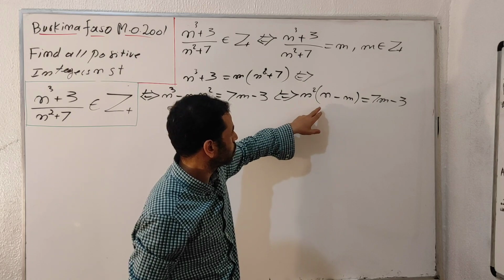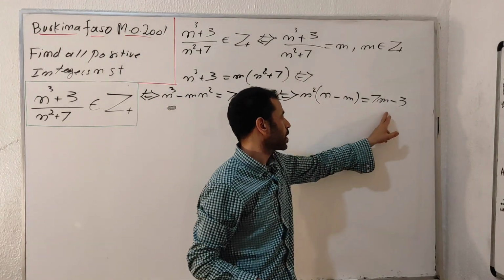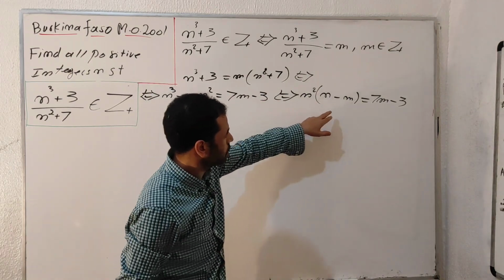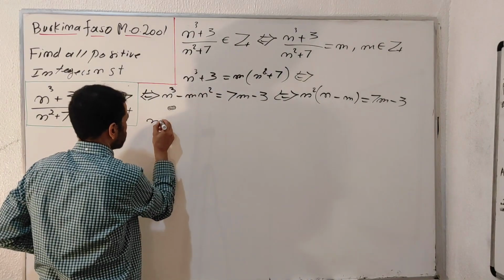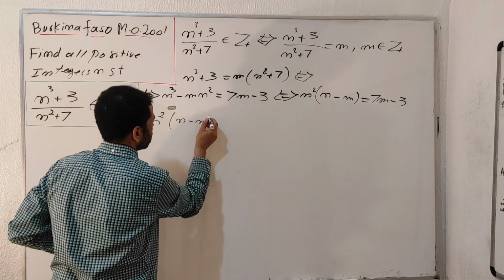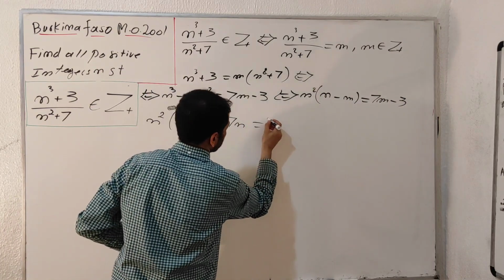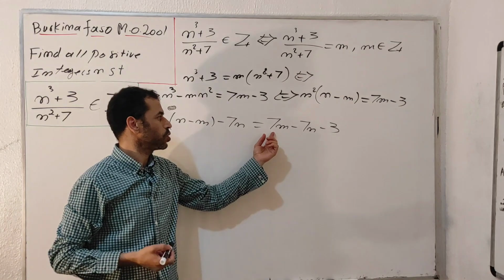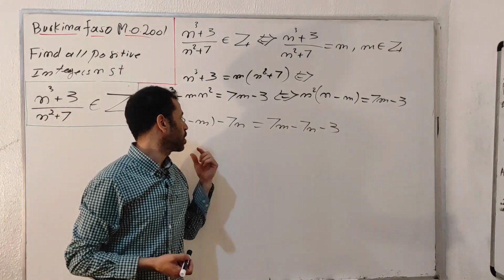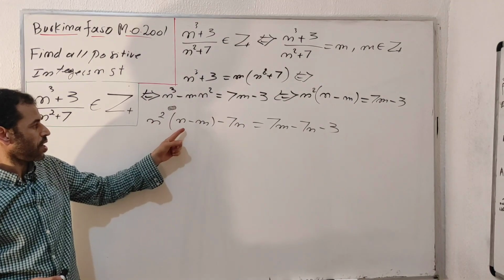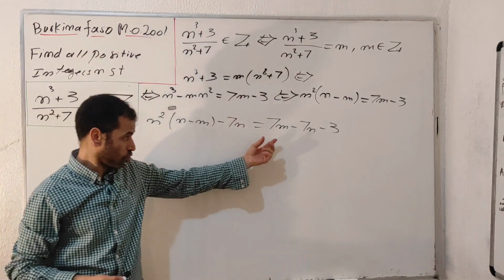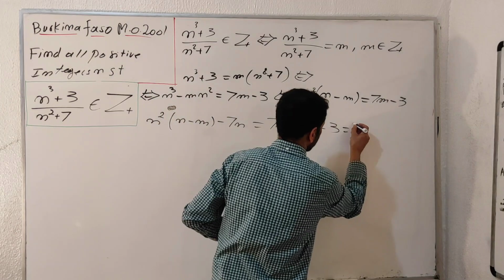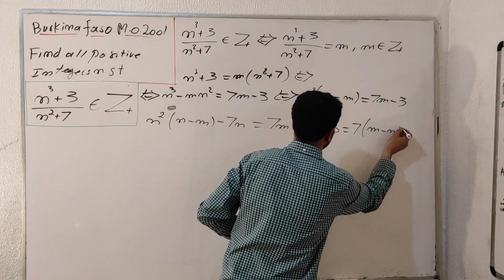At this point, on the left hand side of this equation we have a combination of n and m, but on the right hand side we have only m. So we're going to use a trick by adding minus 7n on both sides. I will have n squared multiplied by (n minus m) minus 7n equals 7m minus 7n minus 3. The reason I'm doing this is that I'm going to take 7 as a common factor, so I will have m minus n on the right hand side. On the left hand side we have n minus m as well, so I need to extract the common factor on both sides in order to have m minus n as a common factor. So we'll have 7 multiplied by (m minus n) minus 3.